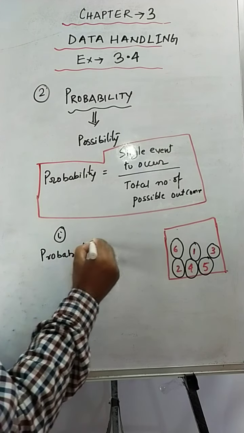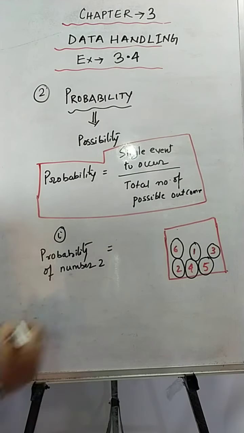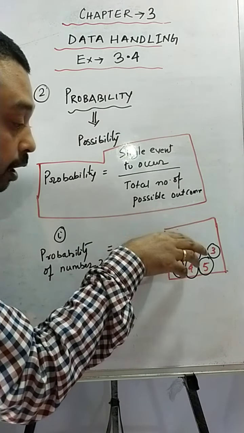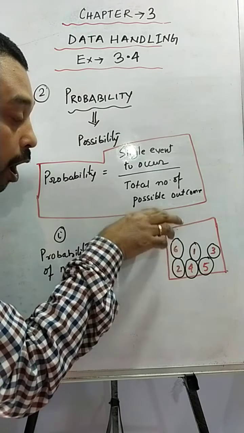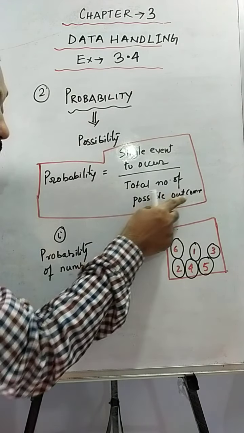Now what is the first question? The probability of number 2 ball. Let me write it first: probability of number 2. If I have to take out the 6 balls, how many times do I have to put my hand inside the box? That is 6 times. That is the total outcome. So this is the total possible outcome.